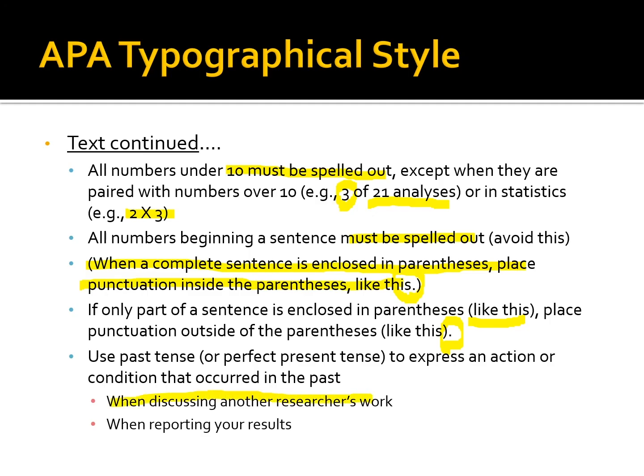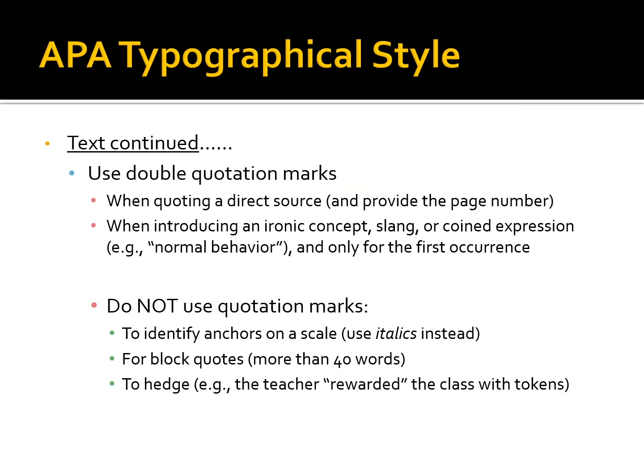like this. In terms of writing, you should use past tense or perfect present tense to express an action or condition that occurred in the past. That kind of makes sense, doesn't it? So when you're discussing another researcher's work, that should be past tense. When you're reporting your results, that should be past tense, or perfect present tense if possible.